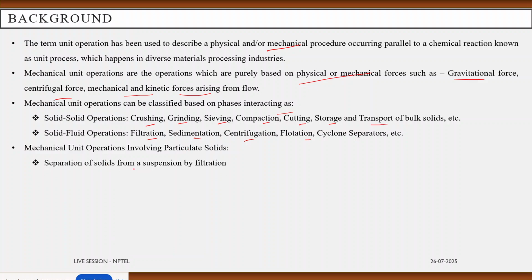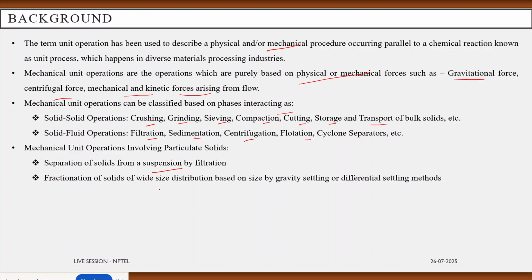Separation of the solid from the suspension through the filtration process, then fractionation of the solids of wide size distribution. Based on size distribution, we can do it by the gravity settling method or differential settling method. I am introducing this kind of thing in the first step, but in detail we'll be discussing it in the later live sessions when we discuss the corresponding topics.